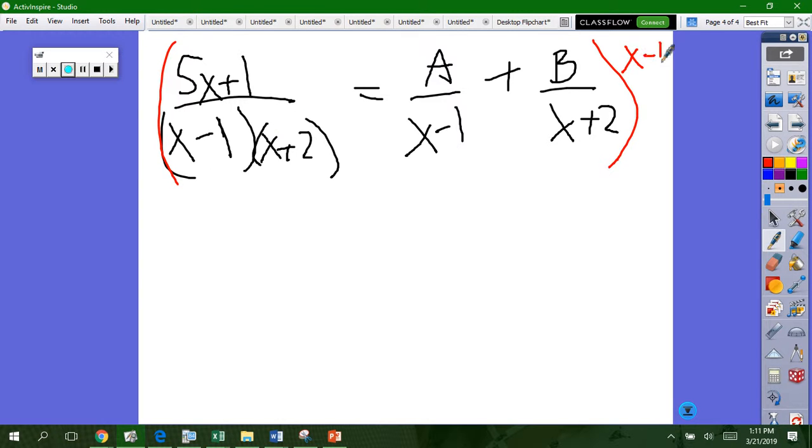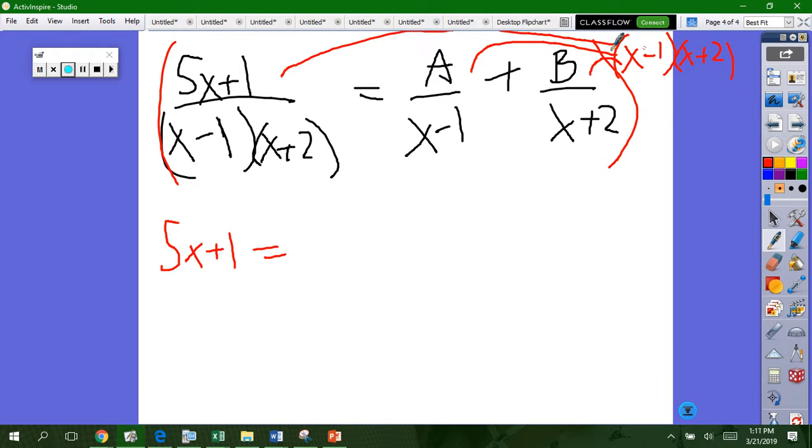x minus 1, x plus 2. I'm going to times it to all three things. I'm going to times it into him. I'm going to times it into him. I'm going to times it into him. All three terms I'm going to times it into. Notice when I times x minus 1 and x plus 2 into the first guy, I am left with just 5x plus 1. Correct? Any questions there?